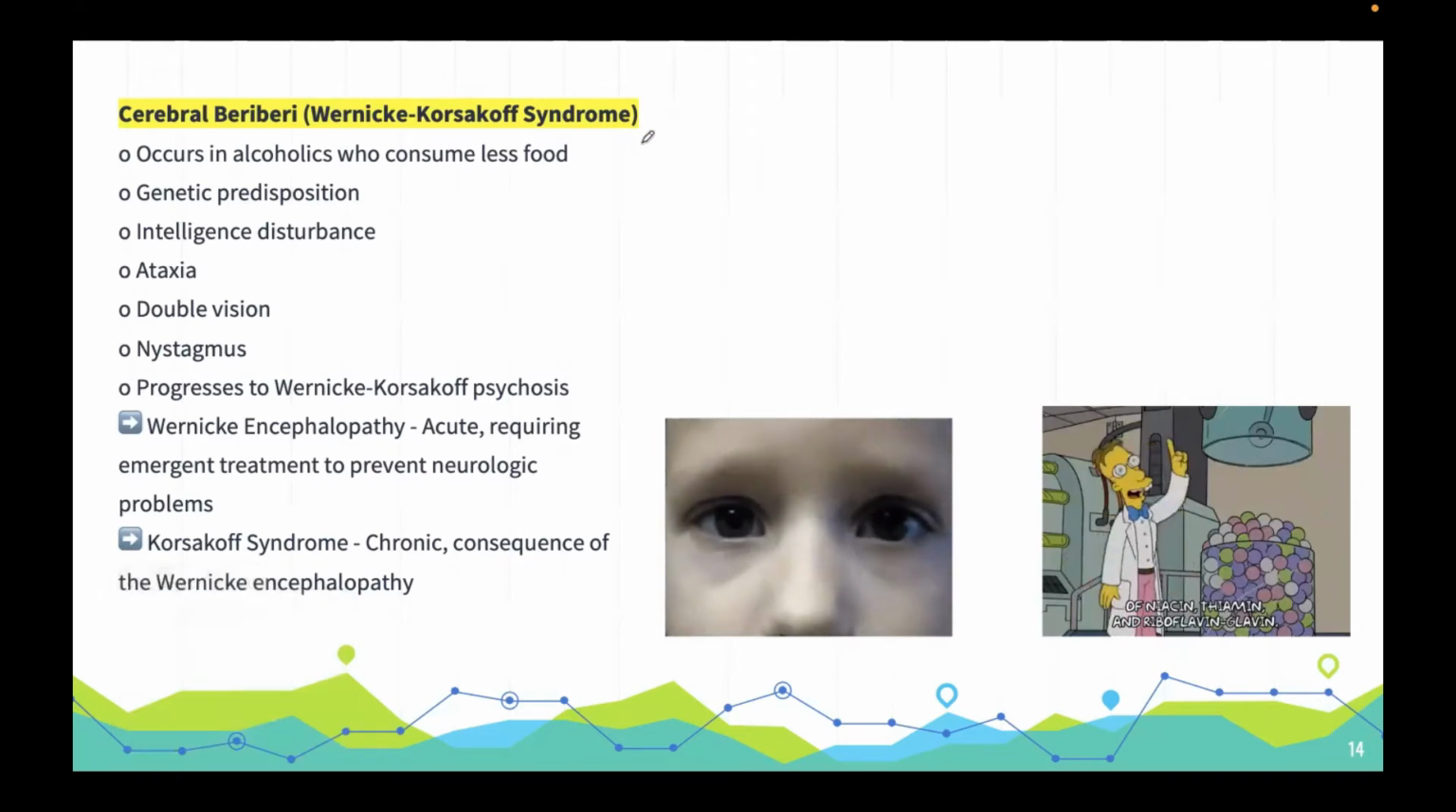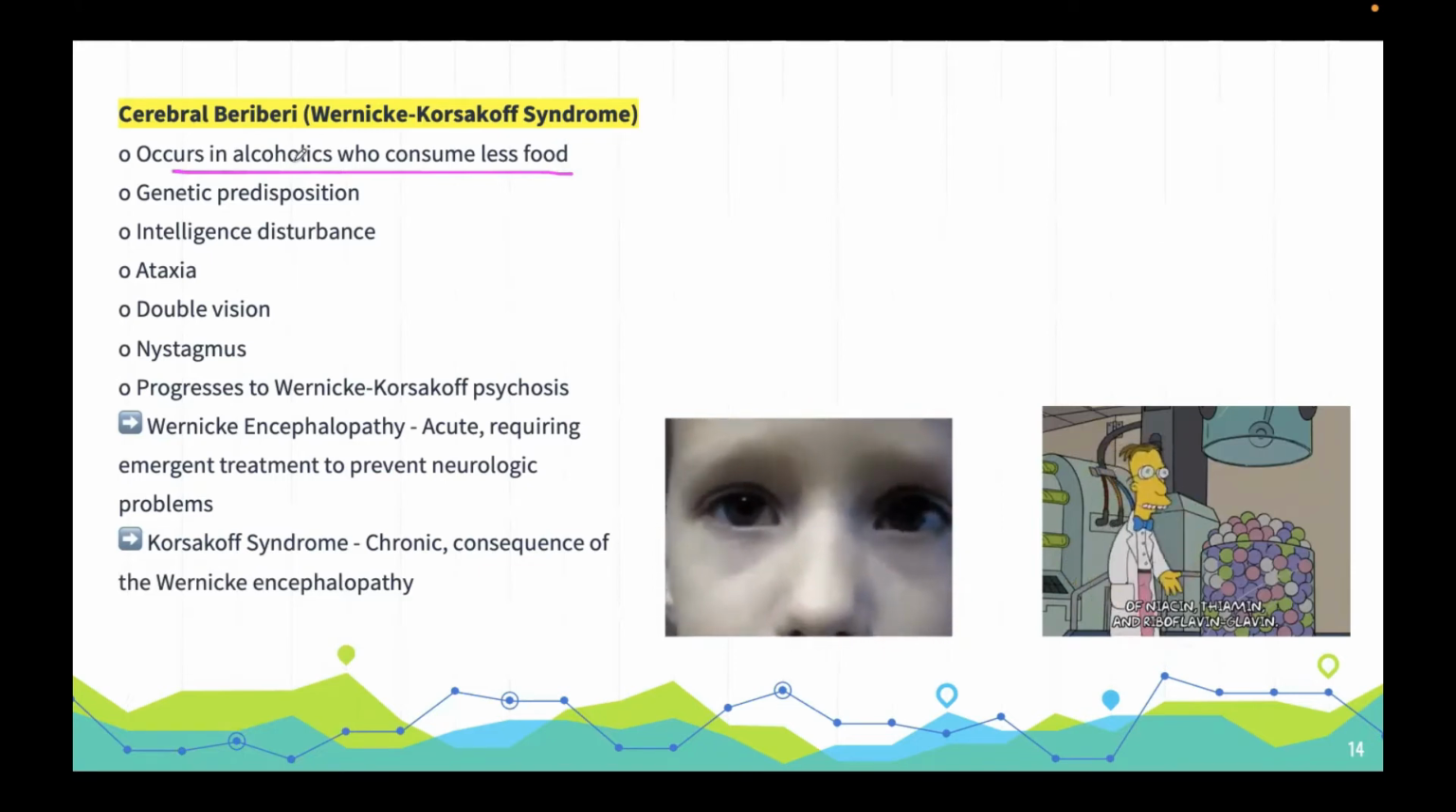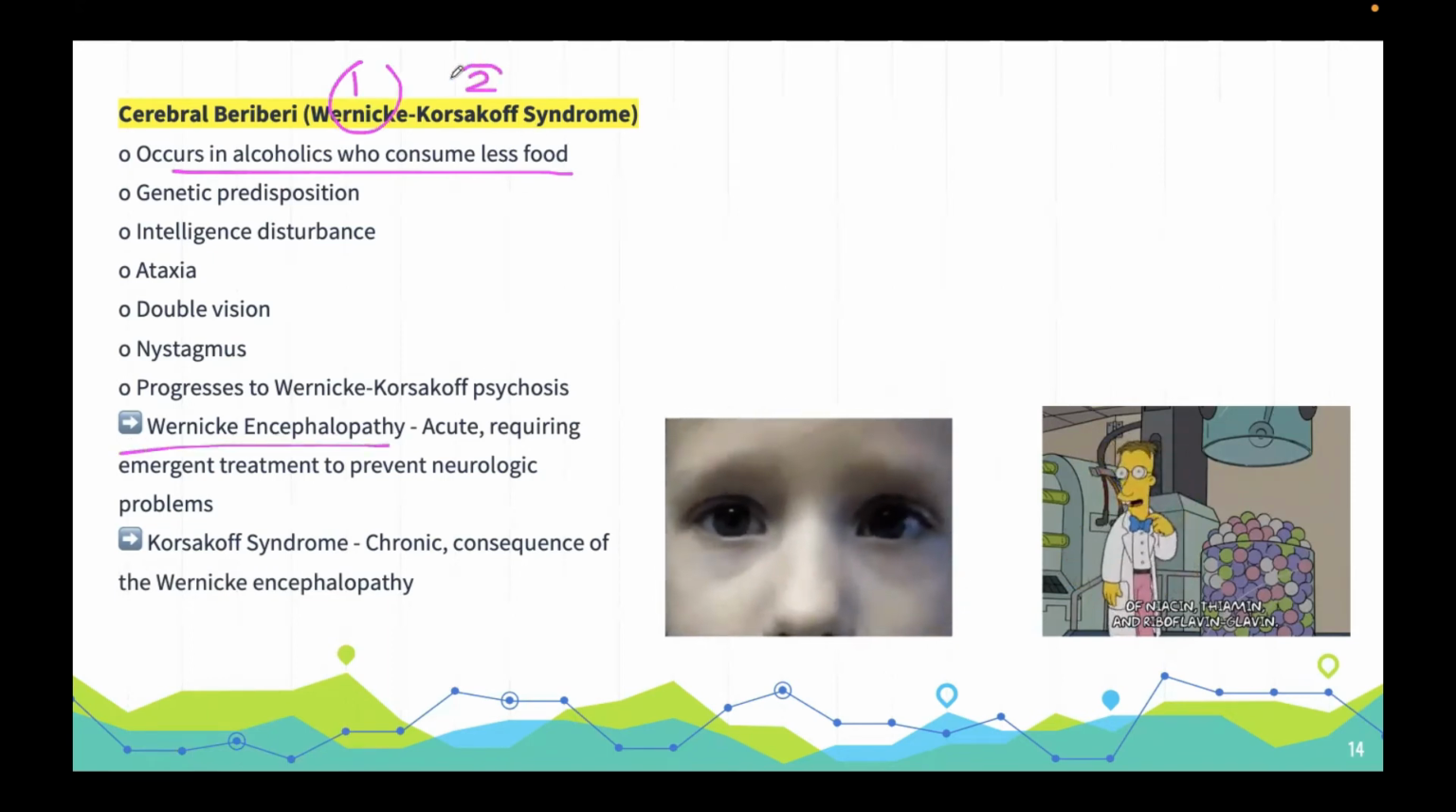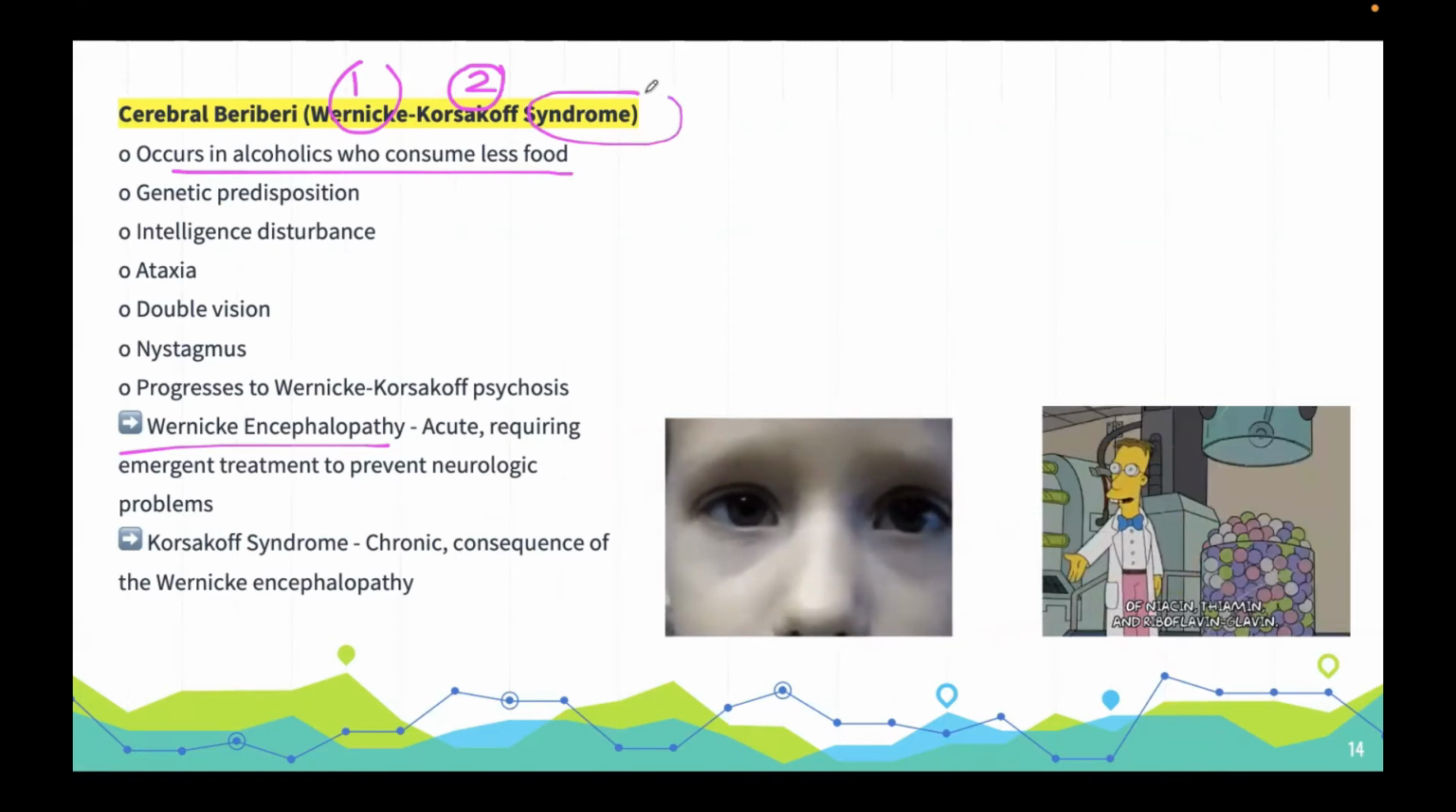Okay, again, it occurs in alcoholics who consume less food. By the way, your cerebral beriberi or your Wernicke-Korsakoff syndrome, it is a combination of Wernicke encephalopathy and then your Korsakoff. Okay, so two different types of diseases sila. Tapos pinag-combine lang sila, kaya po sila nakabuo ng what we call syndrome. Again, your cerebral beriberi occurs in alcoholics who consume less food.